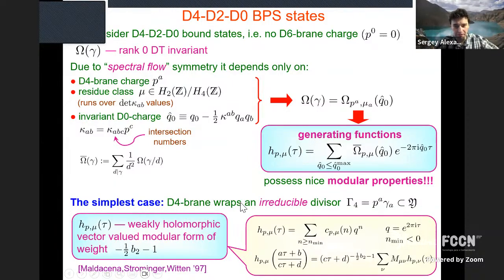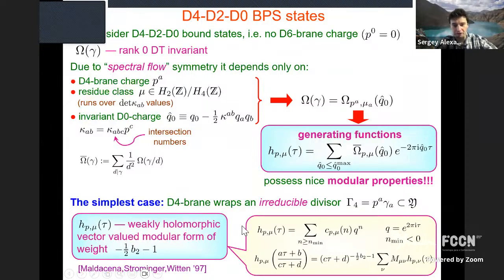So let's return to our simple example of an irreducible divisor, which means that we put our D4 brane on a 4 cycle, which cannot be decomposed as a sum of other 4 cycles. And in this case, it has been argued already many years ago by Maldacena, Strominger, and Witten that this generating function must be a weakly holomorphic vector-valued modular form of this particular weight determined by the second Betti number. So let me explain what these words mean.